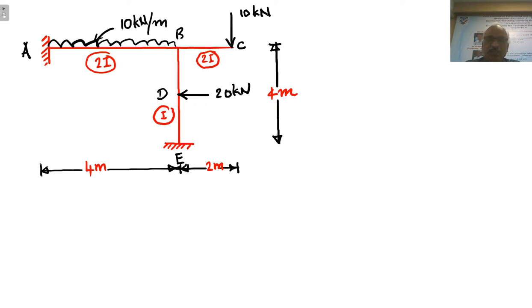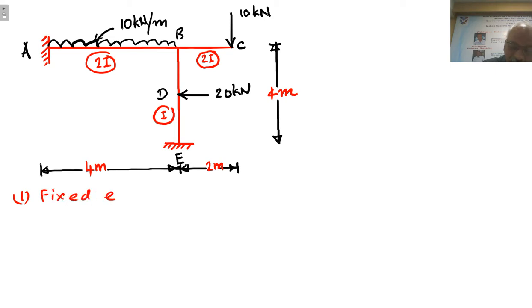In the moment distribution method, we know we have standard steps. One is determination of the fixed end moments. Second one is calculation of distribution factors. Third one is moment distribution. After which you will have to go for the bending moment diagram and the shear force diagram, right? Now let us start from the first step. The first step is the determination of fixed end moments.